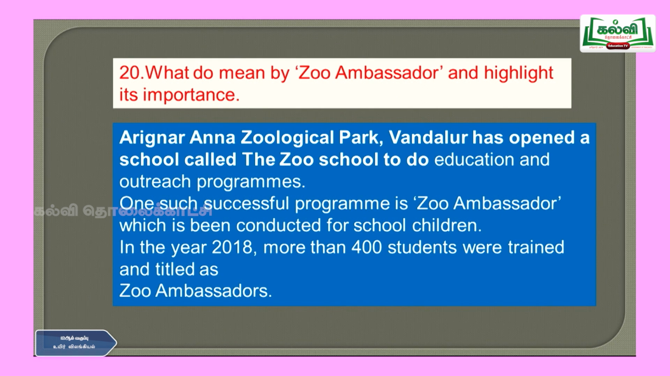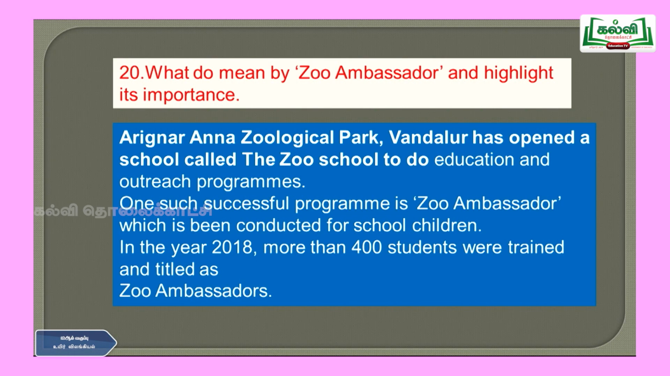Question number 20, what do you mean by zoo ambassador and highlight its importance? So Arignar Anna Zoological Park at Vandalur has opened a school called the Zoo School to do education and outreach programs, and one such successful program is the Zoo Ambassador conducted for the school children. So in the year 2018, more than 400 students were trained and titled as Zoo Ambassadors. So they have been given the title of Zoo Ambassadors when they learn that program and when they learn how to save and conserve the organisms. Then let us go to the 5 marks questions now.